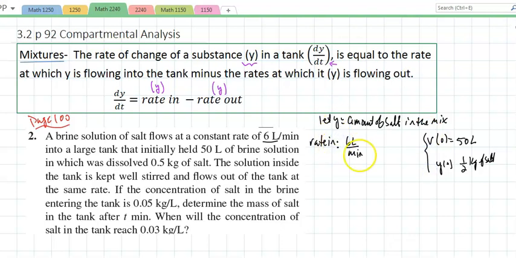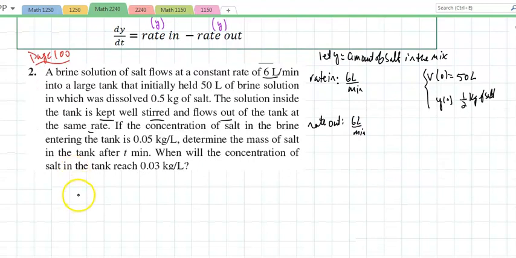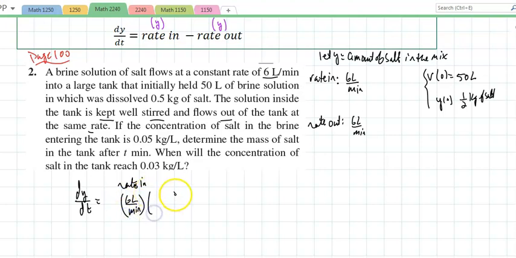The rate in, we're coming at 6 liters per minute. The solution inside the tank is kept well stirred and flows out at the same rate. So rate out is also identical. That is 6 liters per minute. Alright. But that's the liquid. That's not the amount. If I write dy/dt equals, if I say rate in, 6 liters per minute is not the rate in, that's the rate of liquid. I need to figure out how much of that is actually salt.